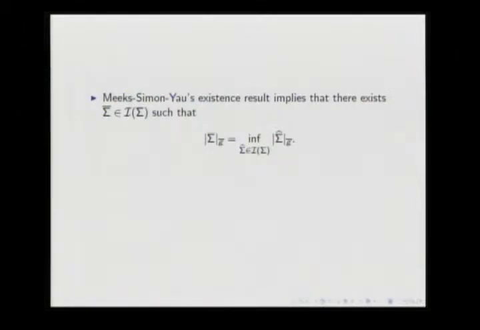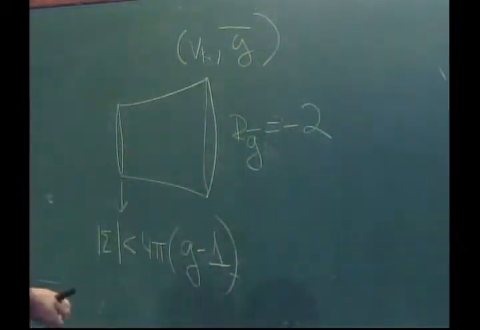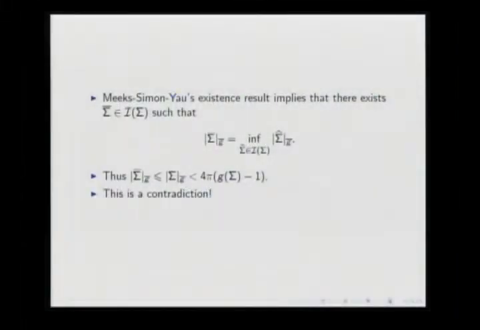Doing this, we get this surface sigma bar, and this area is less than or equal to the area of sigma, and this area is strictly less than 4 pi g sigma minus 1. And this is a contradiction because of our error estimation given by the lower bound of the scalar curvature. So this proves that along the CMC surface, the area does not increase.